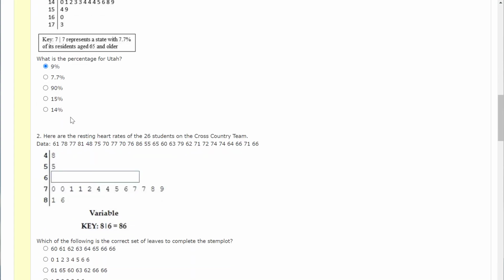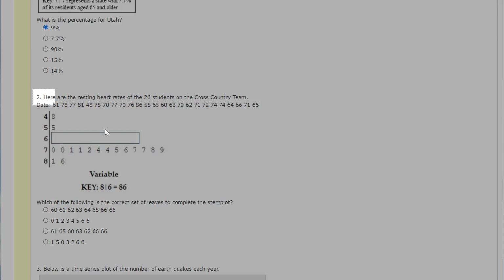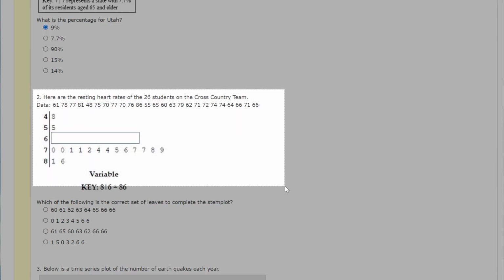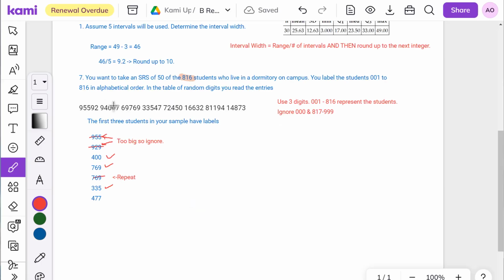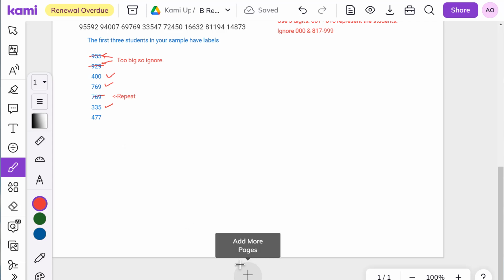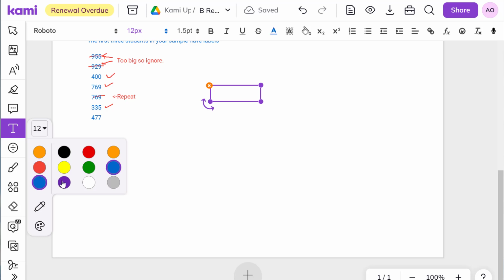Here are the resting heart rates of the 26 students on the cross-country team. Which of the following is a correct set of leaves to complete the stem plot? So I'm looking for the 60s. So you can see I have a 61 here. Now, personally, if I were taking my quiz, I would just stick this data into Stemplots. So let me first show you in the Cami. So we're on B3. We can probably fit it in here. So B3 reflections.